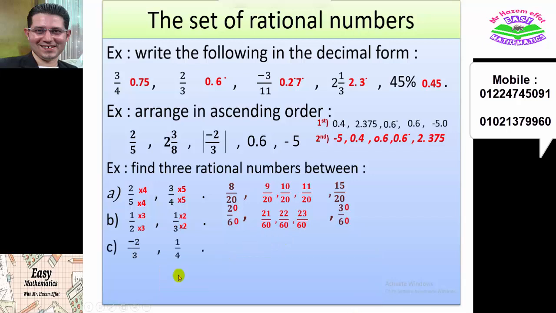The last one, negative 2 over 3 and a quarter. In the same way, we must change both denominators to be the same. Multiply by 4 here, up and down. It will be negative 8 over 12. And multiply by 3 here, up and down. It will be 3 over 12. Now we can find three rational numbers between them. It will be negative 5 over 12, negative 1 over 12, 2 over 12.